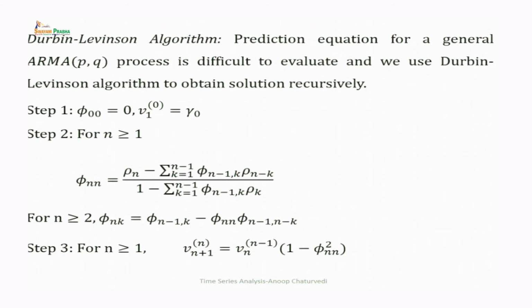Now, we consider the Durbin-Levinson algorithm for obtaining the forecasted values recursively for an ARMA(p,q) process. So, for the ARMA(p,q) process, it is difficult to obtain the prediction equation.